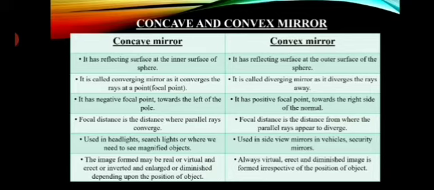Now we use the concave mirror in headlights, searchlights, or where we need to see magnified objects, as it is a converging mirror. It focuses the light beam towards a point where we want to observe something. So it is used in headlights or searchlights, whereas the convex mirror is used in side view mirrors in vehicles or in security mirrors.